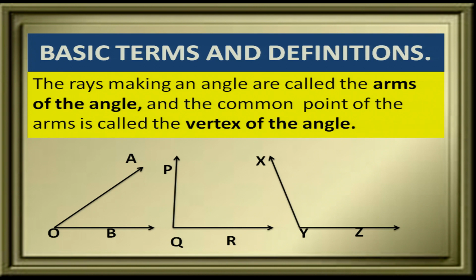So, what is an arm? You see here the rays OA and OB are the arms of angle AOB. QR and QP are the arms of angle PQR. YZ and YX are the arms of angle XYZ. And the common point in all these, as we denoted earlier, the common vertex, that common point from which these rays originate, is called the vertex of the angle.